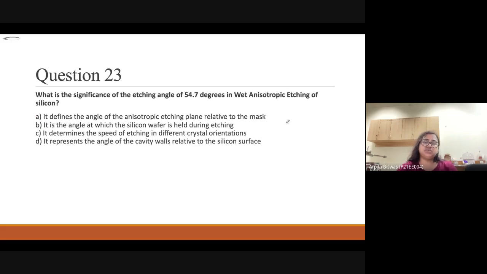Then the next question is question number 23. What is the significance of the etching angle of 54.7 degrees in wet anisotropic etching of silicon? The first option is it defines the angle of the anisotropic etching plane relative to the mask. Second, it is the angle at which the silicon wafer is held during the etching. Third option is it determines the speed of etching in different crystal orientations. And the fourth option is it represents the angle of the cavity wall relative to the silicon surface. So that is the right option.